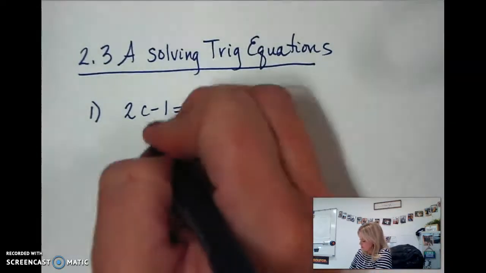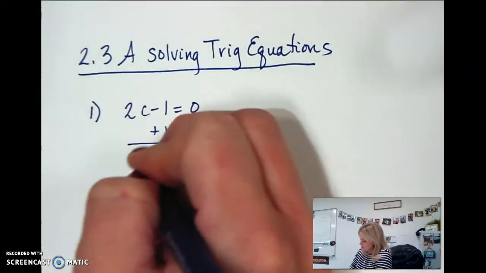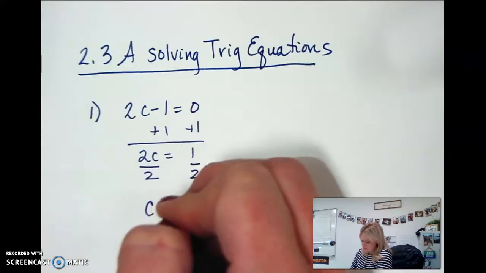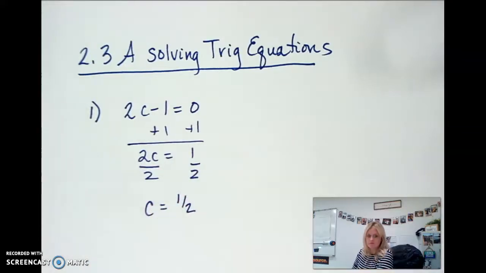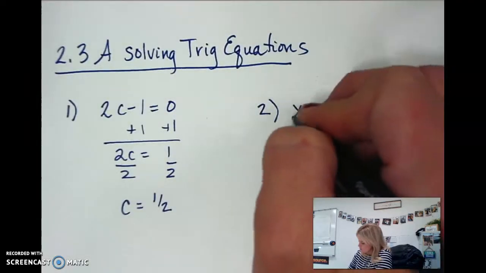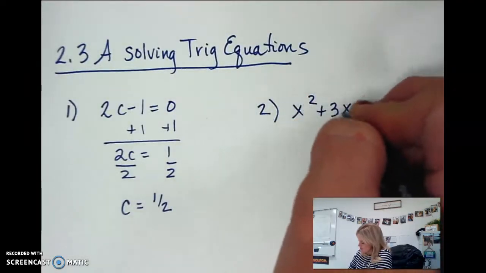Well, you would add 1 to both sides and divide both sides by 2, and x equals 1/2. Okay, that's a linear equation. How would you solve a quadratic equation like this?